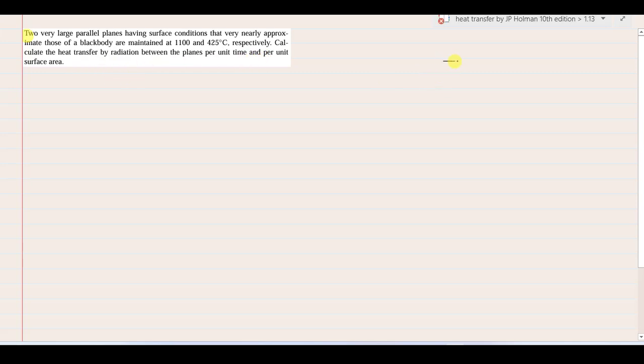So let's say we have two planes, one at a temperature of 1100 centigrade and the other plane at a temperature of 425 centigrade. Between them the heat transfer takes place through radiation, and we need to find that heat transfer per unit area.